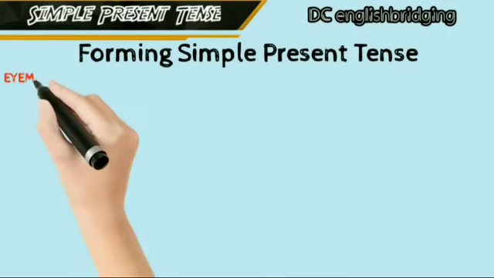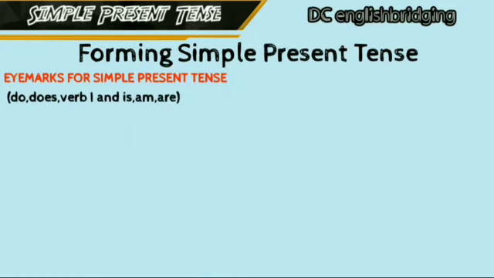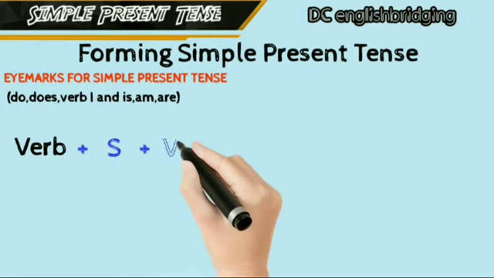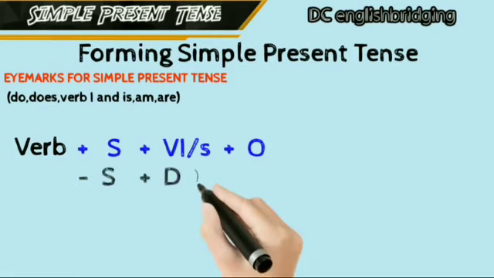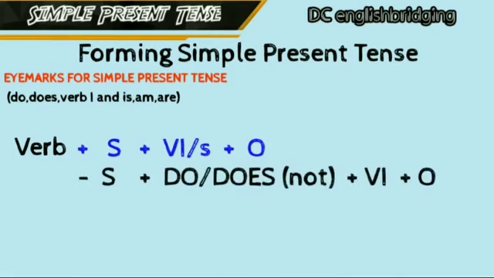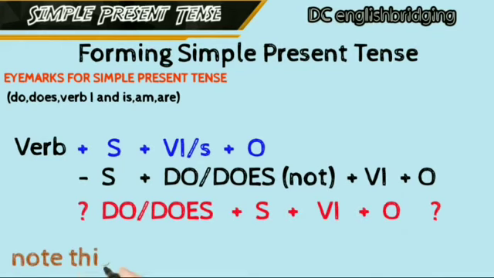Now we learn about how to form simple present tense in our sentence or our spoken language. So, remember that the marks for simple present tense are do, does, verb one, and is, am, are. That's the signals, the symbols of simple present tense. So, the formula or form is subject plus verb one or s plus object in the positive sentence for verb. And in the negative sentence, subject plus do does not plus verb one plus object. In the interrogative sentence, do does plus subject plus verb one plus object.